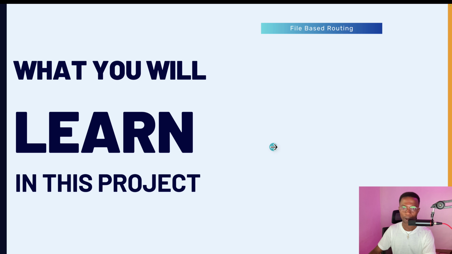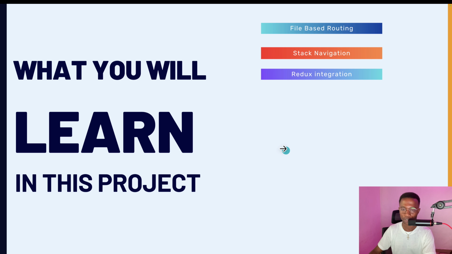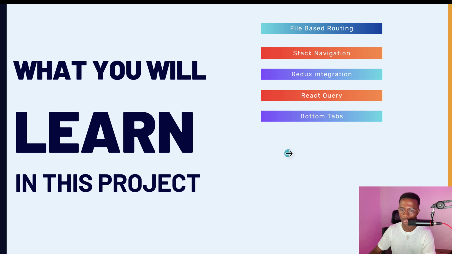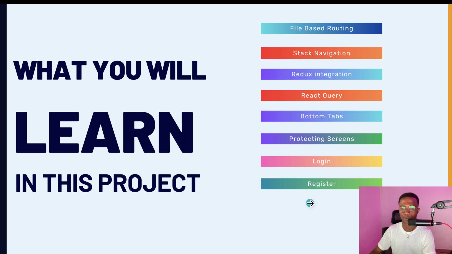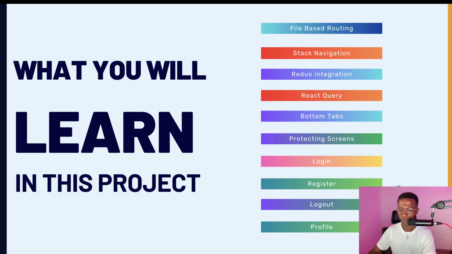We will learn about file-based routing using Expo Router, stack navigation, Redux integration for managing global state, React Query for managing server state, bottom tabs navigation, protecting screens, logging in, register, log out, profile, and we are going to use ngrok or Logout tunnel to expose our Backend API so that our React Native application can talk to our server.